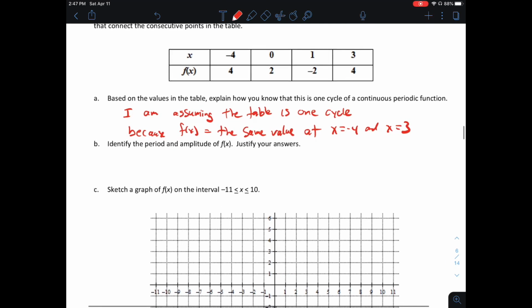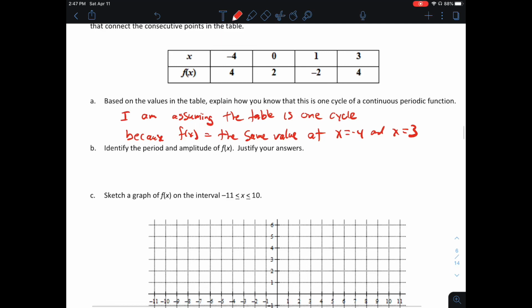B, identify the period and amplitude of this function. Well, if I wanted to follow my formulas, which you don't have to, for the period length, I'm going to take the end of the period minus the beginning of the period. The end of the period, these are x values, is 3. The beginning is -4. So we're saying the period length is 7.